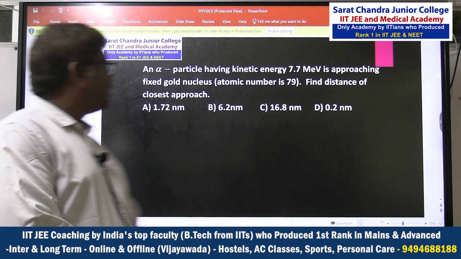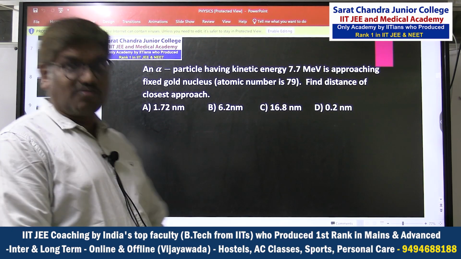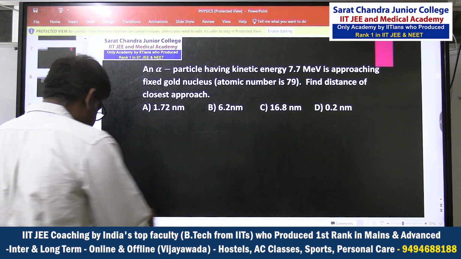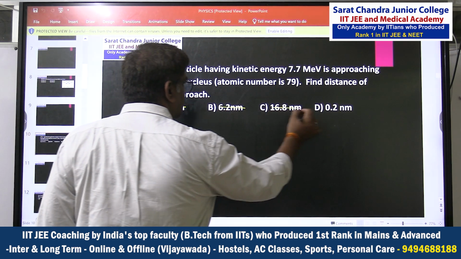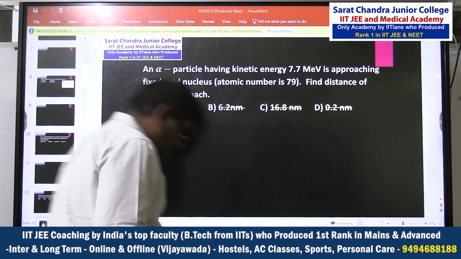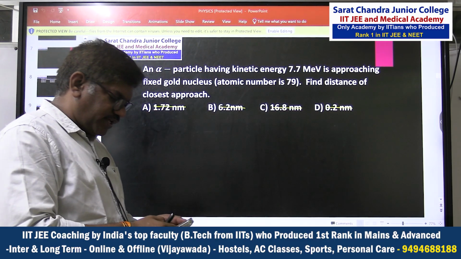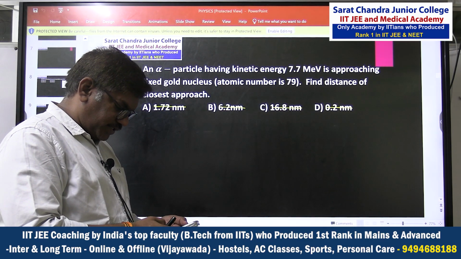Now this one. Alpha particle having kinetic energy 7.7 MeV. Now this is a little calculative, but still again here also, as it is memory based, these options are not the correct options. In various sources you will get various values. Let me put the correct values for this.